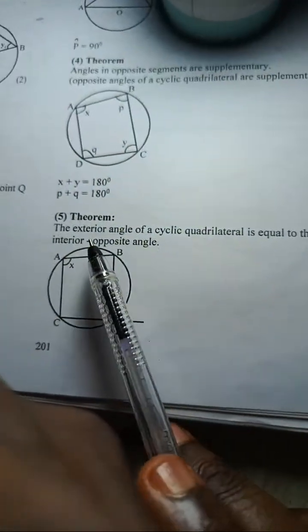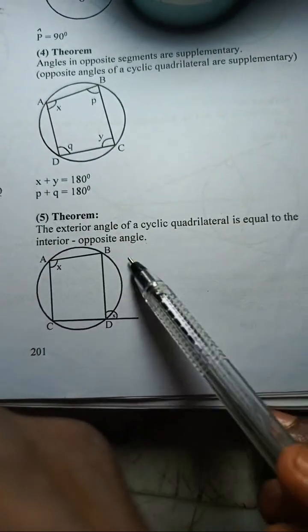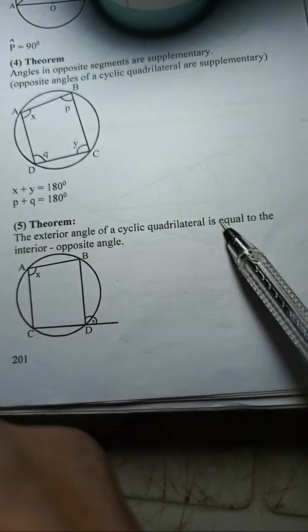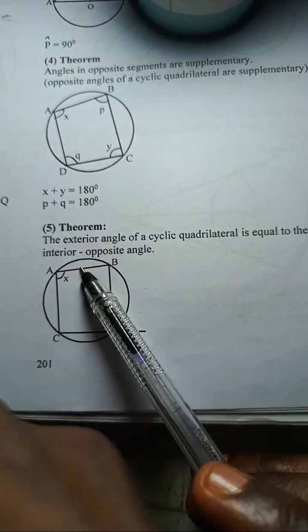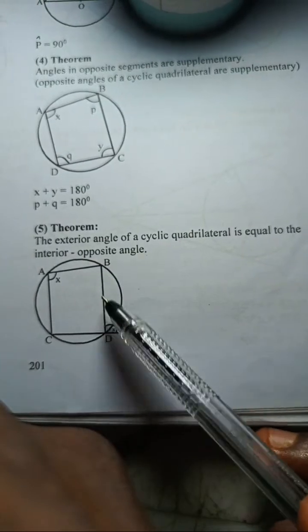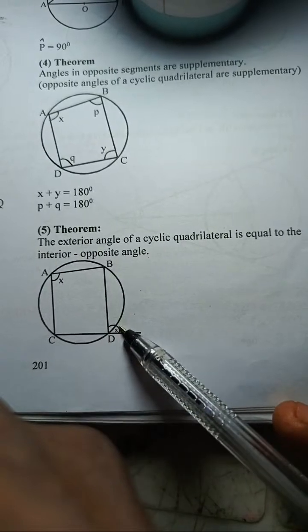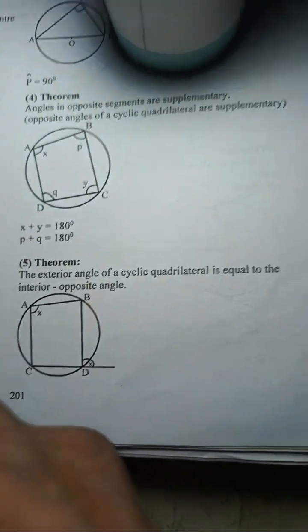Theorem 5, we said the exterior angle of a cyclic quadrilateral, we are still referring to a cyclic quadrilateral, is equal to the interior opposite angle. This one can be proven. It's very, very simple. Since this and this will give us 180, it means you can get this also. Let me give an example now.